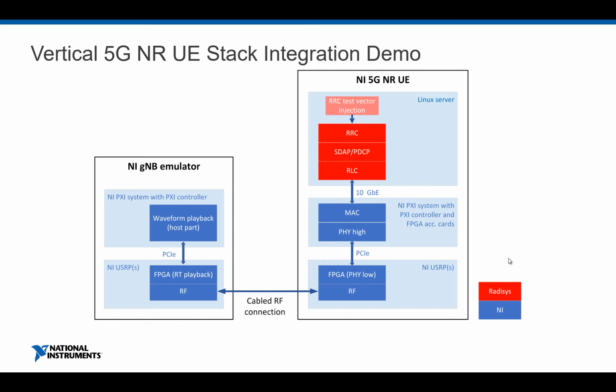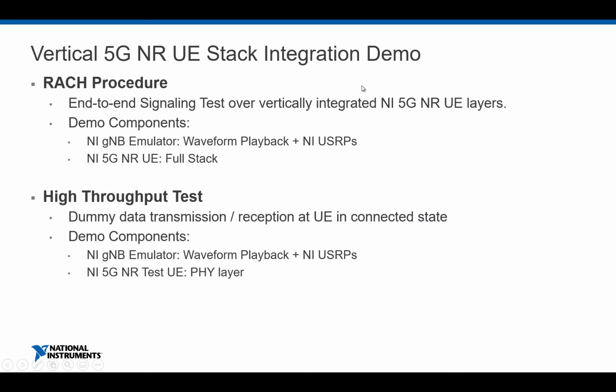This block diagram shows how the setup for this component demo looks like. The gNodeB emulator on the left side consists of a real-time playback of NR downlink signals with pre-generated content. Those signals are received in real time by the UE stack, which has been configured via 3GPP compliant RRC test vector injection. Two scenarios are going to be demonstrated.